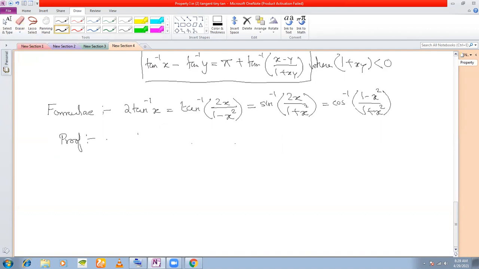Okay, so we're starting with 2 tan inverse x. So I say let 2 tan inverse x is equal to theta, because 2 tan inverse x is given to you. That means tan inverse x is equal to theta by 2. That means I get x is equal to tan theta by 2.